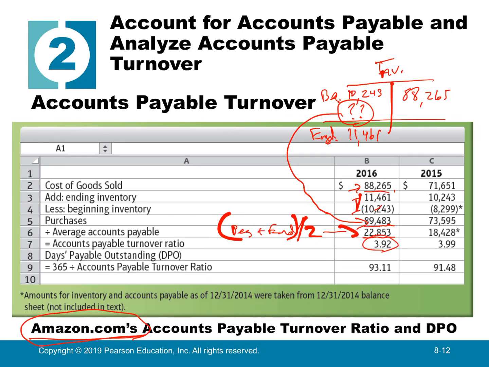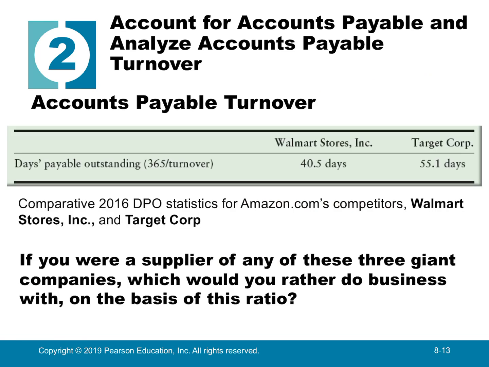That gives us our accounts payable turnover. Then we're going to take 365 days, divide it by this number, and that's going to give us 93 days. So Amazon roughly takes 93 days to pay its suppliers. How does that compare? In absolute terms, that doesn't tell us much. How does that compare to other stores, specifically retail stores? Well, Walmart takes about 40 days to pay its suppliers, and Target takes about 55 days to pay its suppliers.